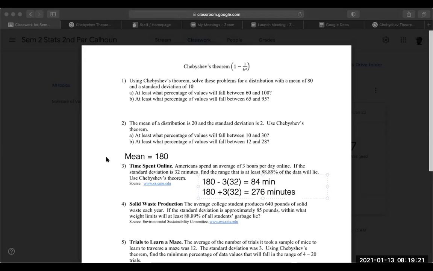Like I say, Chebyshev's theorem just talks about how everything is spaced out. It's just about variation and spacing of data, using the standard deviations to get the spacing of the data.